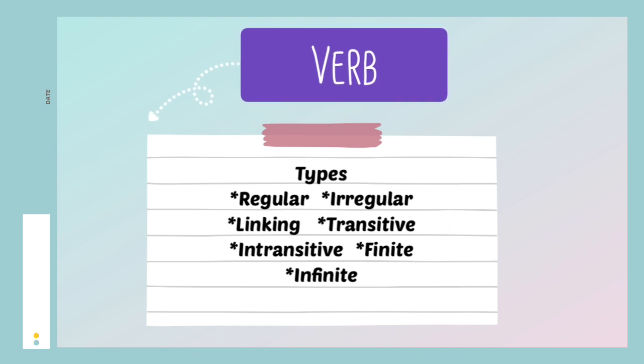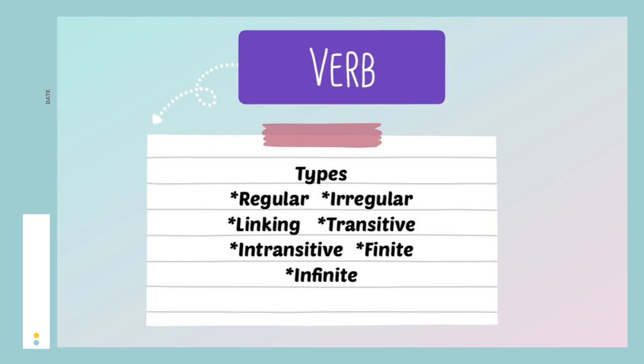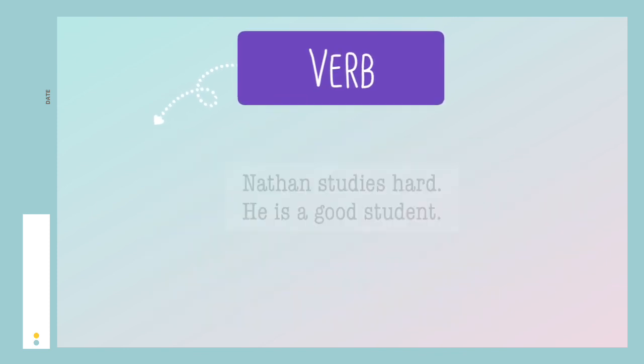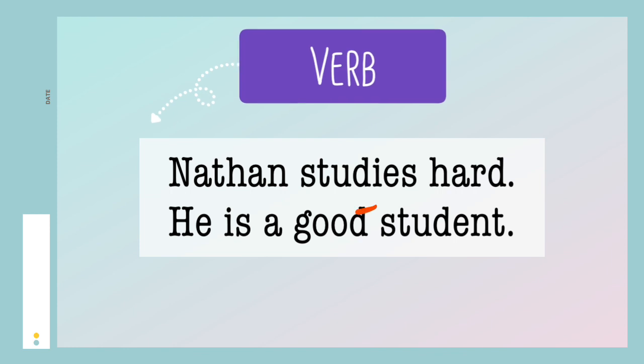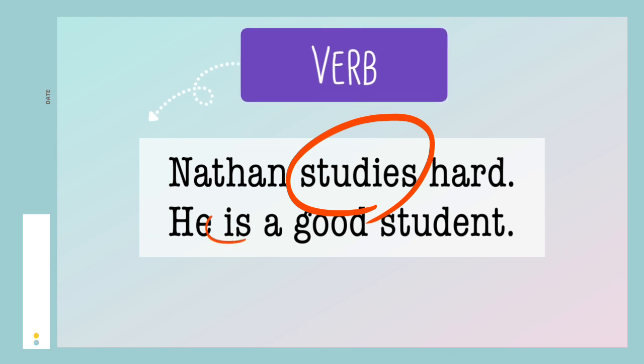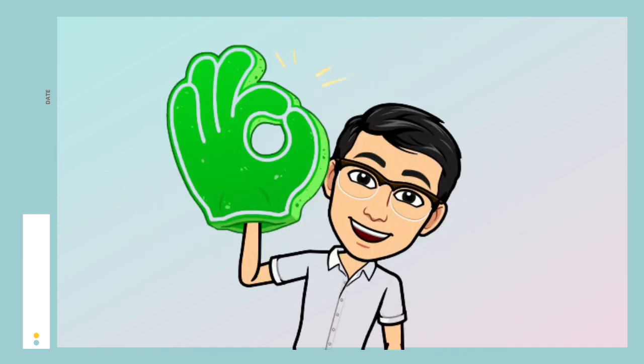There are different types of verbs. So we have regular, irregular, linking, transitive, intransitive, finite, and infinite. So I'll make another video for this, but if you wanna know what's the difference between these types of verbs, you can Google it now. I-Google mo muna. But for now, let's have the example sentence. Please read it. Very good. Now identify the verbs. We have studies, which is an action word, a regular verb. And is, which is a linking verb. Very good. That's it for verb.